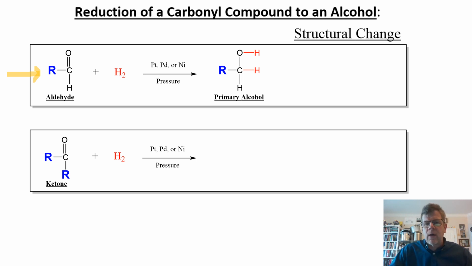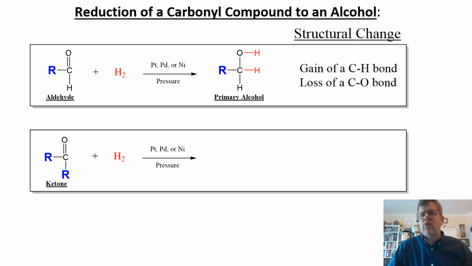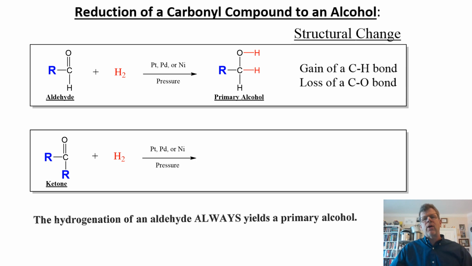If you classified this alcohol, it would be primary. And what we see here, importantly, is that just as when we oxidized a primary alcohol, it always oxidized to an aldehyde, when we reduce an aldehyde, it always goes back to that same one, our primary alcohol. So it is a two-way street. In this reduction, we're actually seeing that diagnostic structural change of a reduction, the gain of a CH bond going from reactant to product, and the loss of a CO bond going from reactant to product. So one thing to keep in the back of our minds, the hydrogenation of an aldehyde always yields a primary alcohol, just like I just said.